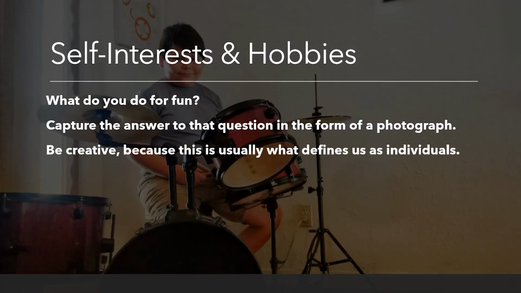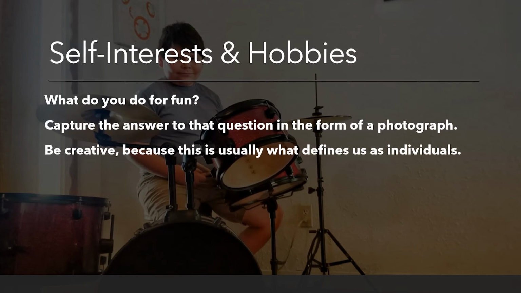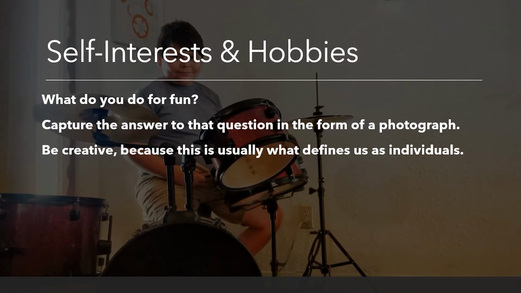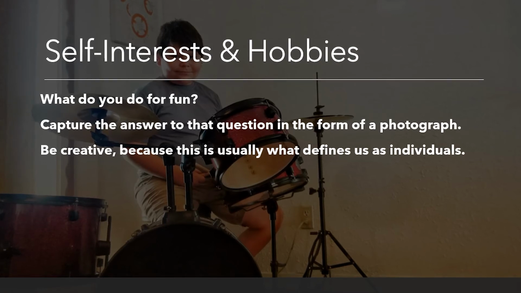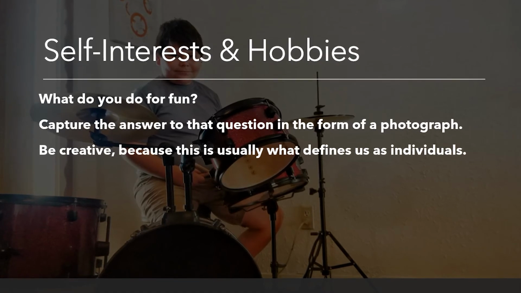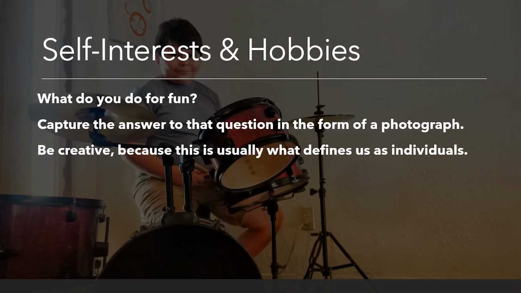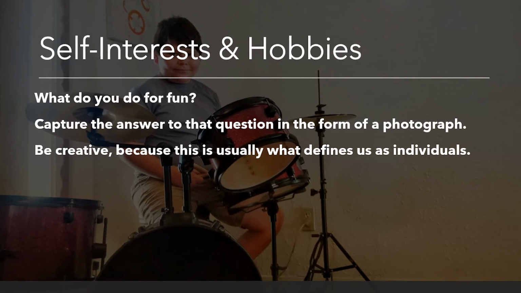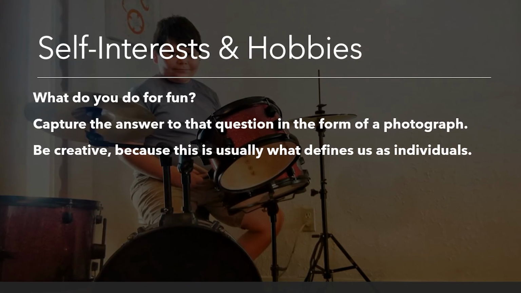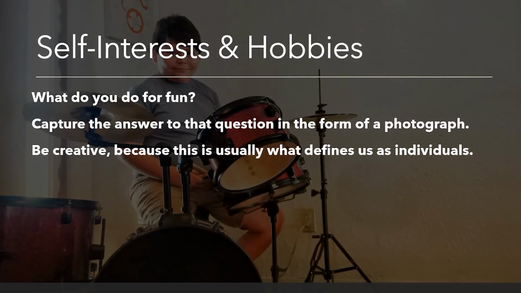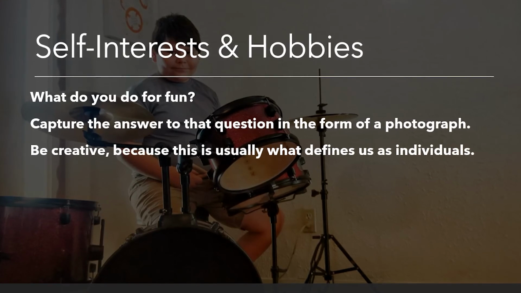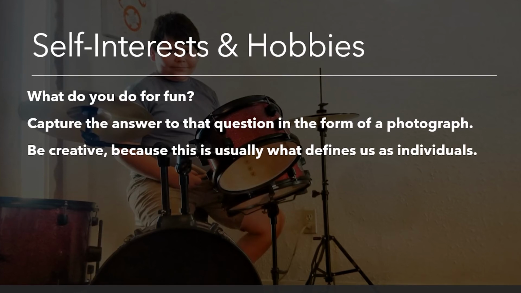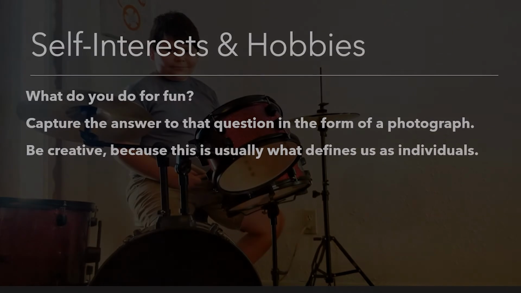Alright, so this one is a little bit easier to understand for most people. What are your self-interests and hobbies? This is easy to photograph sometimes, but other times, when you're thinking of it in terms of composition, it's not so good. And if you really want to show the world what you do for fun, capturing the answer to that question in the form of a photograph is not as easy as it sounds. And I want you to be creative because all of this is usually what defines us as individuals. How do you want to portray yourself through that photograph? Okay, and here's a hint. You don't actually have to be in the photograph yourself.